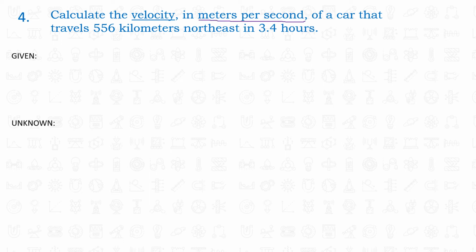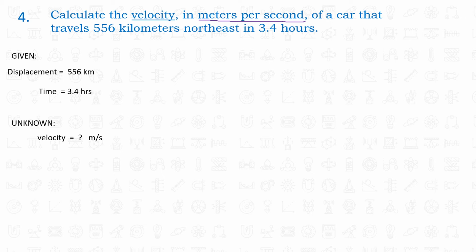All right. So calculate the velocity in meters per second of a car that travels 556 kilometers northeast in 3.4 hours. So what's given to us? Well, our displacement is 556 kilometers, and our time is 3.4 hours. Again, we have to get those into meters and seconds. So we got to make some conversion factors, but we are trying to solve for velocity here. So velocity, question mark, meters per second.